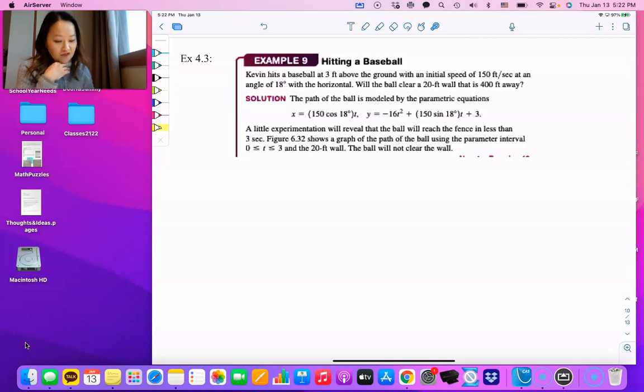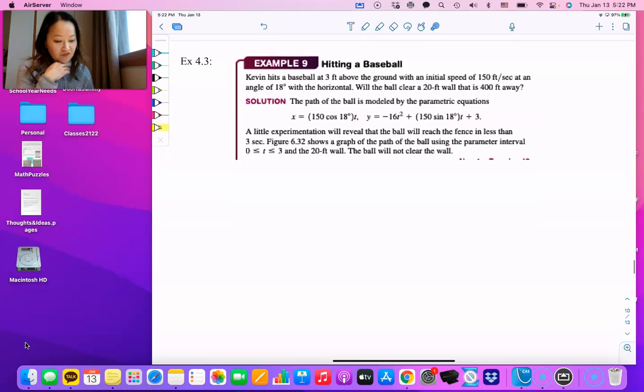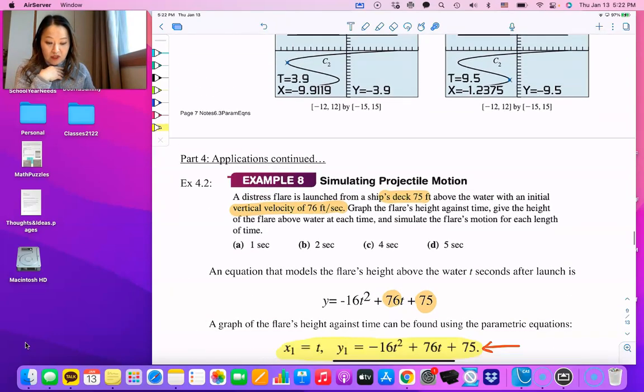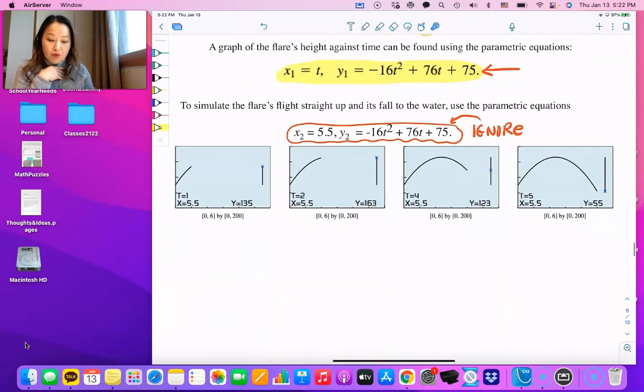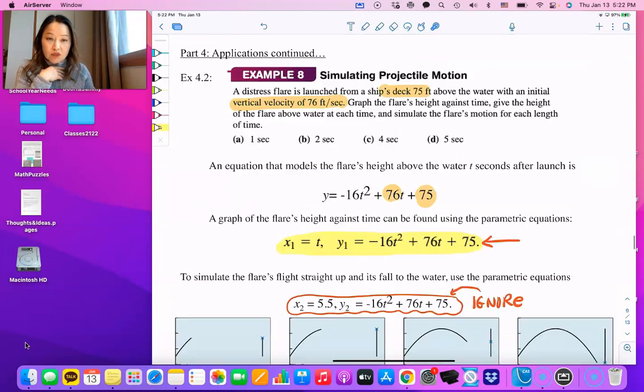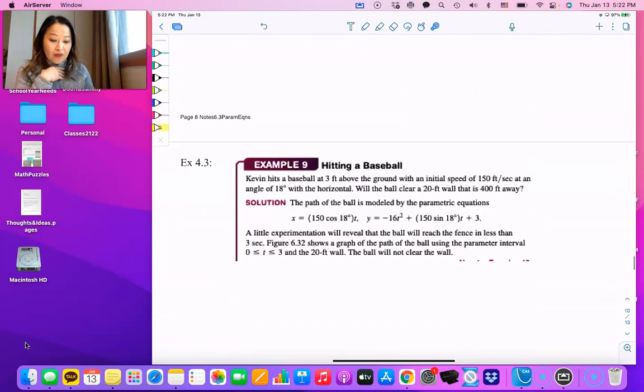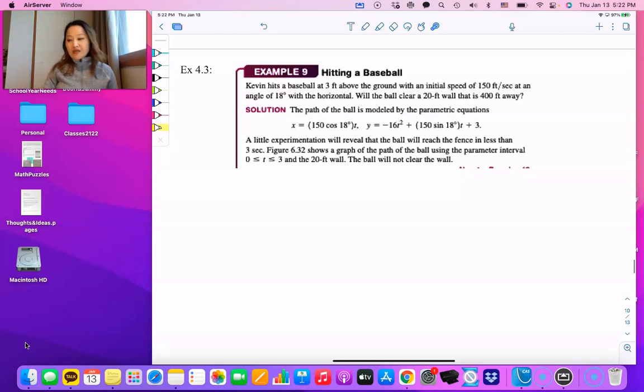Hi everyone, as promised, I wanted to show you how to do example 9, which is example 4.3 on the rest of our notes here. Remember how we were working on our 6.3 notes about applications of parametric equations? I know that we didn't get to this one, but this one's a really good one. And you remember the extra information that I sent you with the initial velocity and all that good stuff. So this kind of goes along with that.